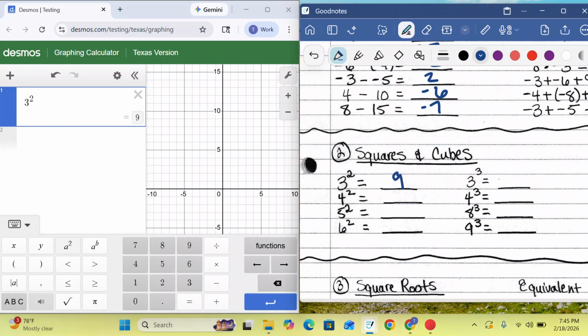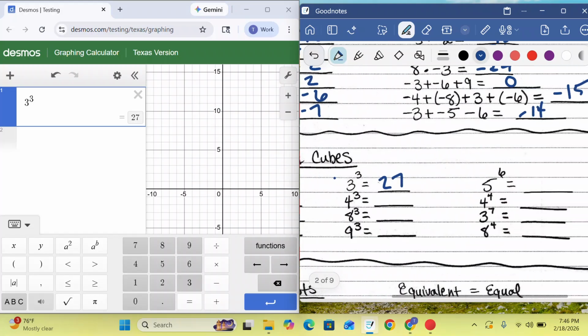Now I'm going to go across, and I'm going to go to this one right here, and I'm going to say, well, how do I do 3 to the third? It doesn't have 3 to the second, so I'm going to go ahead and put 3, and then I'm going to do the AB right here. You can see right here, AB raises the power, and I'm going to put the little 3. And that gives me a 27.